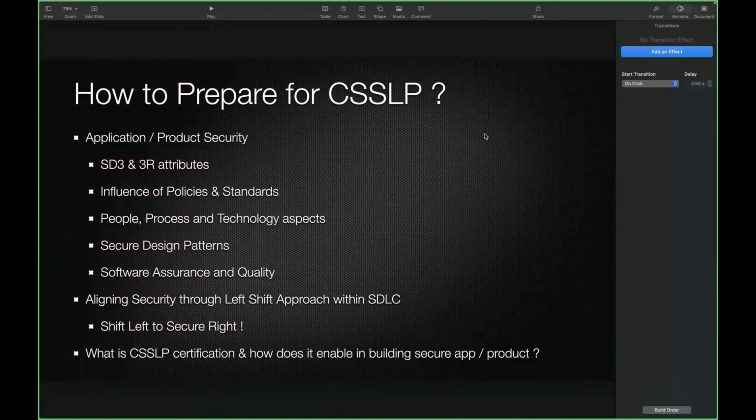Okay, so with that, we come to the end of the webinar today, where we talked about the different drivers, and then the approach, and also the certification aspect.